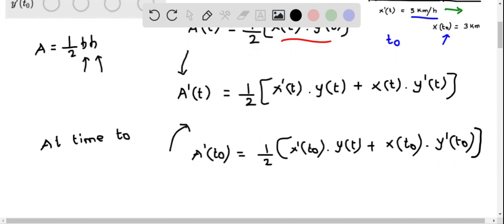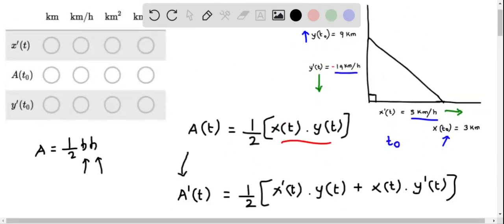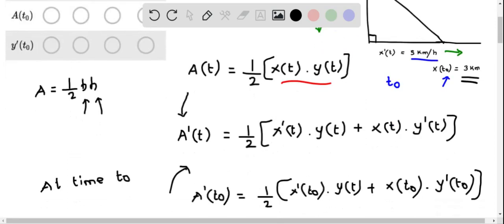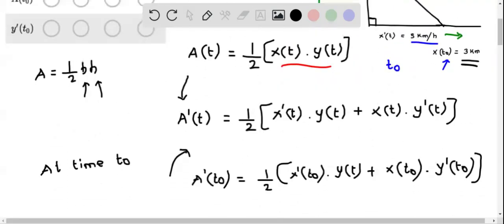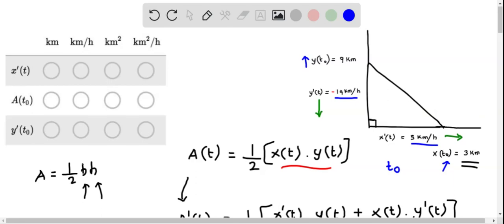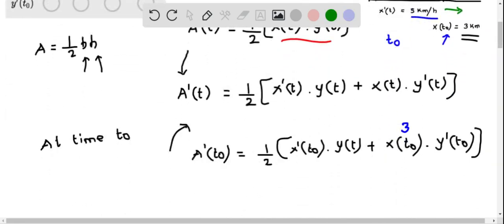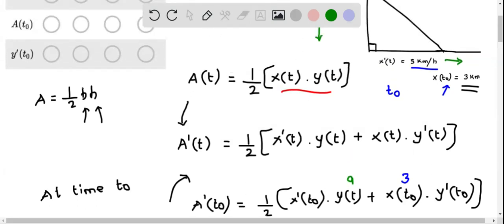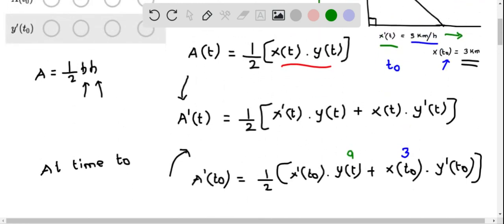Now we just have to substitute the values which we already know. We know that x of t naught is equal to 3. I'm going to replace this as 3, and y of t naught is 9 kilometers. I'm going to put only the number without the unit. So this is 9. And we also know the derivatives, that is x prime of t is 5. This derivative is irrespective of the time. Even at time t naught, we can utilize the same value. So therefore this becomes x prime of t naught, which I can replace as 5, and y prime of t naught, I can replace it as negative 14.